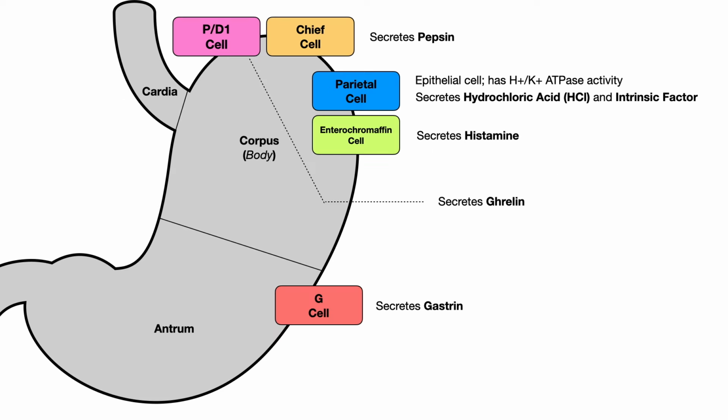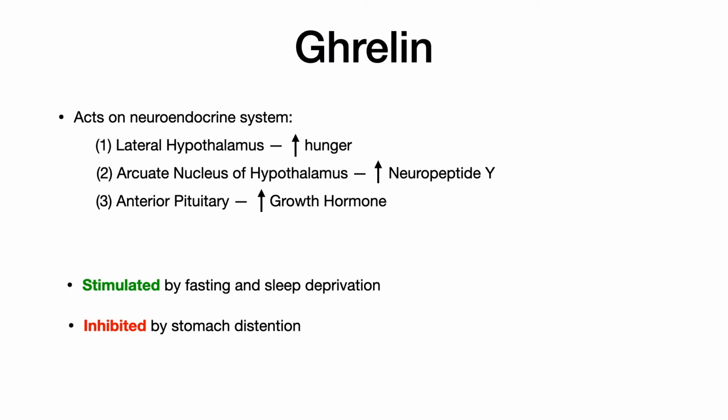Now we will talk about the PD1 cells. PD1 cells secrete ghrelin. Ghrelin acts on the neuroendocrine system, and it has a couple actions that you need to know. In the lateral hypothalamus, it increases hunger. In the arcuate nucleus of the hypothalamus, it increases neuropeptide Y. And in the anterior pituitary, it increases growth hormone.